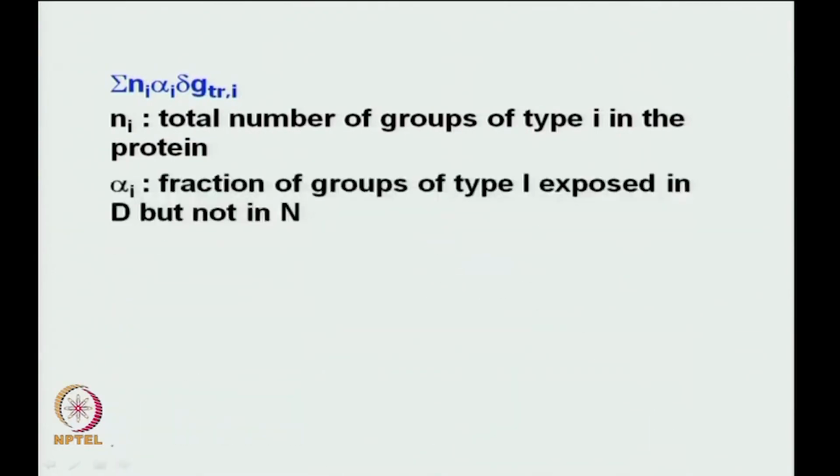Then what is alpha I? Alpha I is the fraction of groups of type I exposed in D, but not in N. That means in the native state they were not exposed, but when you went to the denatured state, obviously they got unfolded and they got exposed to the surroundings, which in your case is denaturant in water.